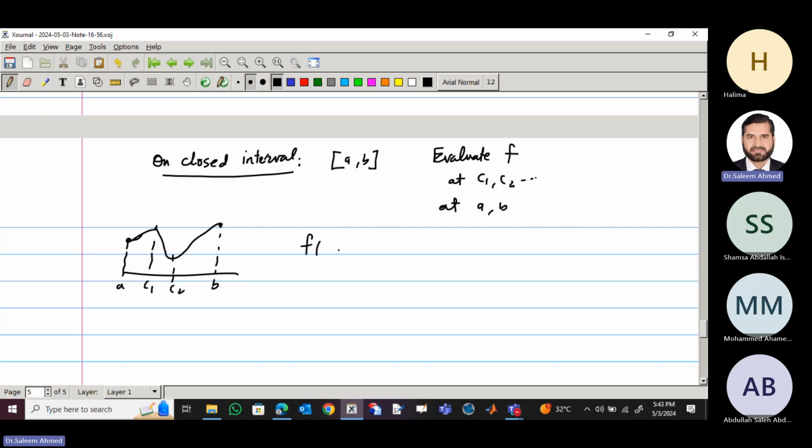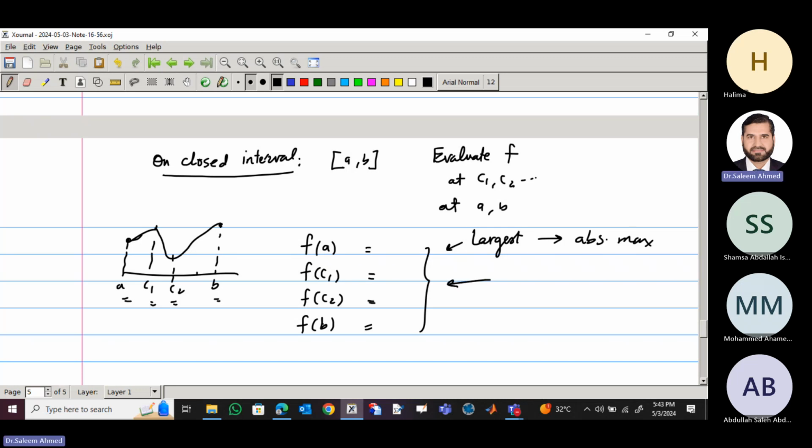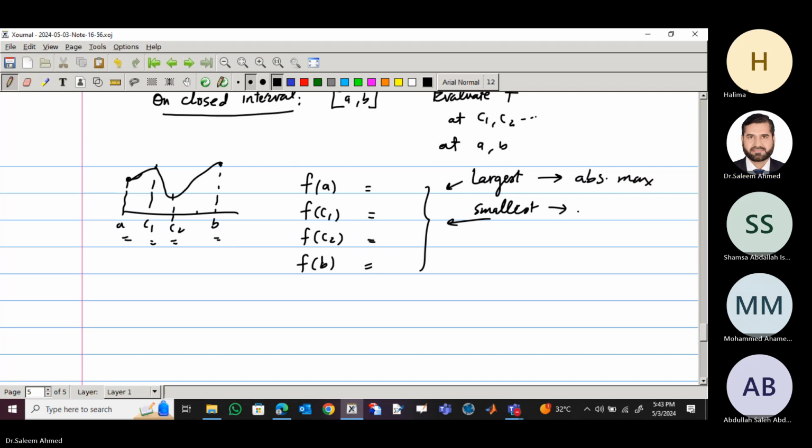So what I will do, I will find the function value at A. I will find function value at C1. I will find function value at C2 and function value at B, at all these points A, C1, C2, B. If there is any C3, I will evaluate C3 as well. So we will find the values and I will see which one is the largest and which one is the smallest, right? So the largest value gives me the absolute maximum. And among these, the smallest value gives me the absolute minimum. So it's very easy on a closed interval.